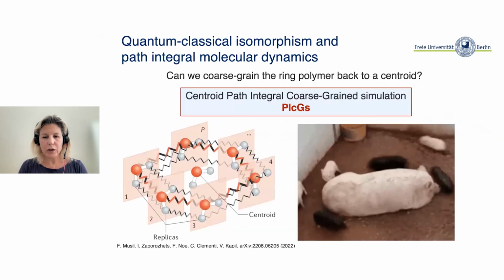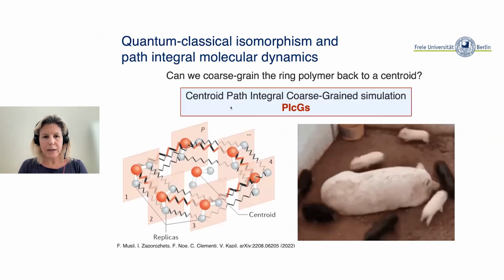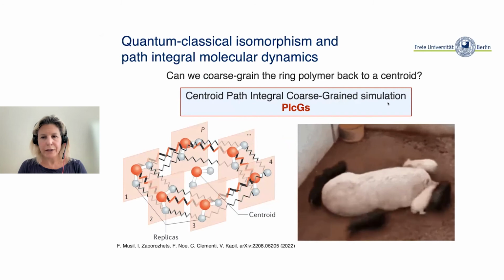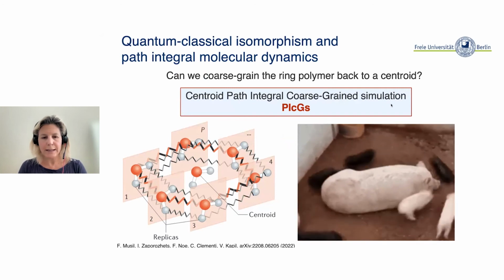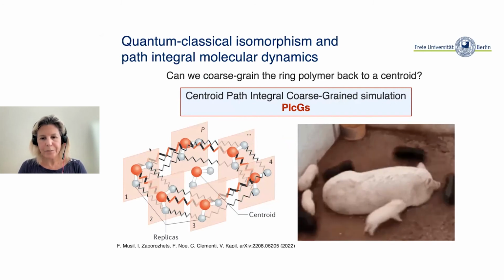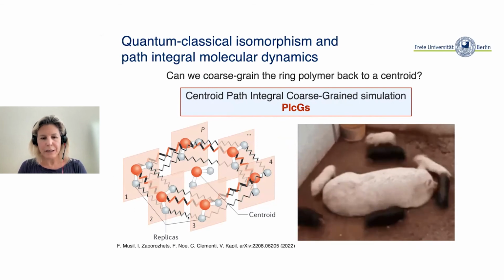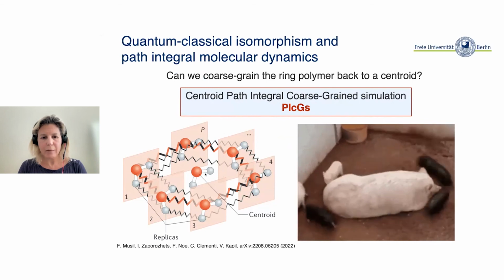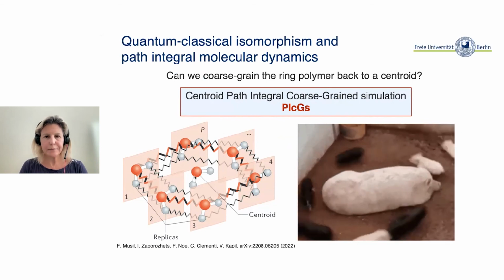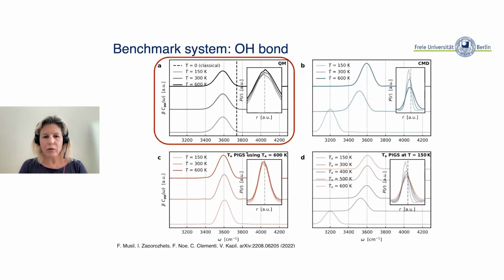We call this approach PIGS, a centroid path integral coarse-graining simulation, because we like this analogy with the ring normalized back to one point. And it works very well. Here I'm going to show you a few results. This paper is now on arXiv and under review.